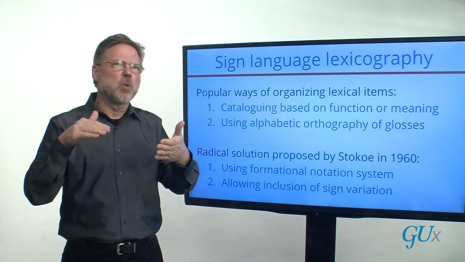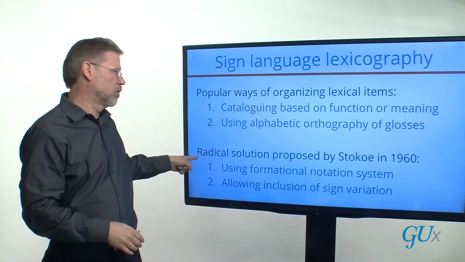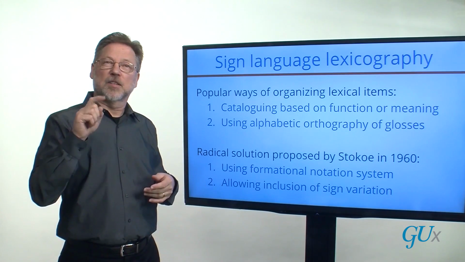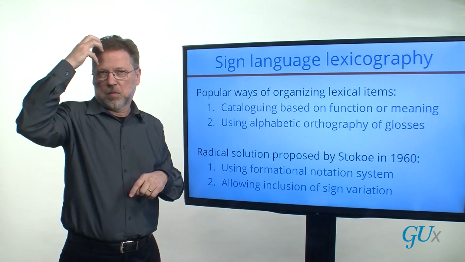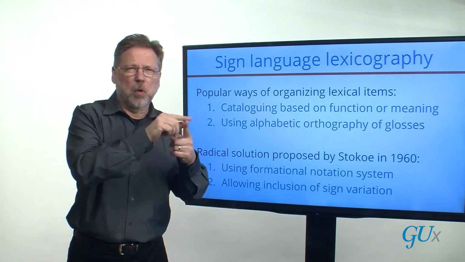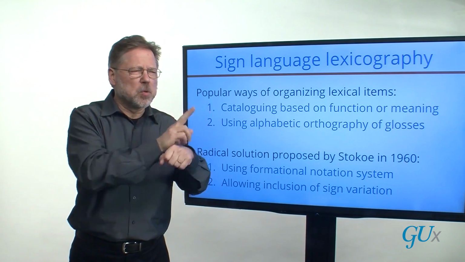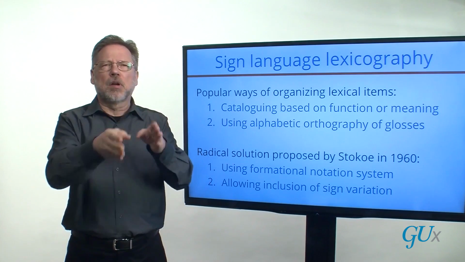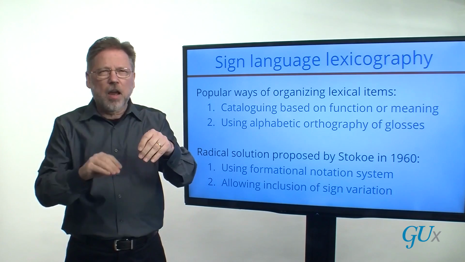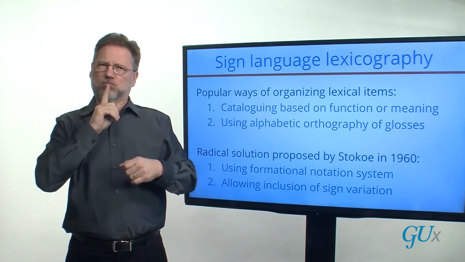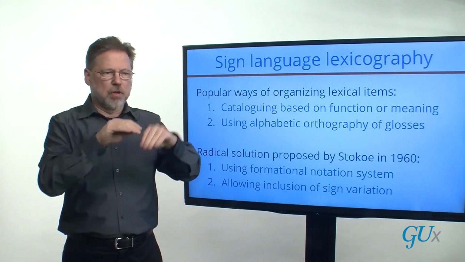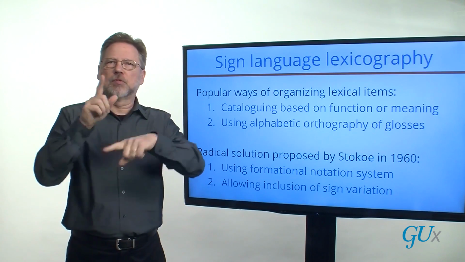But now, I'll talk about a radical new approach proposed by Stokoe in 1960. Stokoe, whose name is signed like this, advised against using either of these popular approaches, the function-based one, or the gloss translation method, and instead proposed using the features of signs themselves, relying on the internal components to organize books according to the sign form.